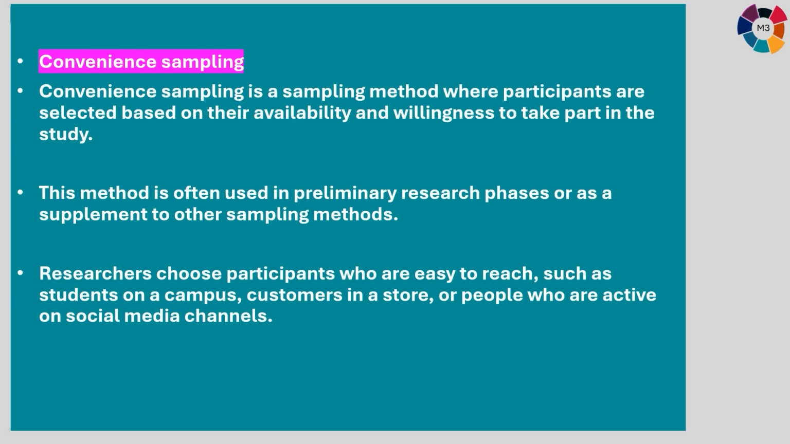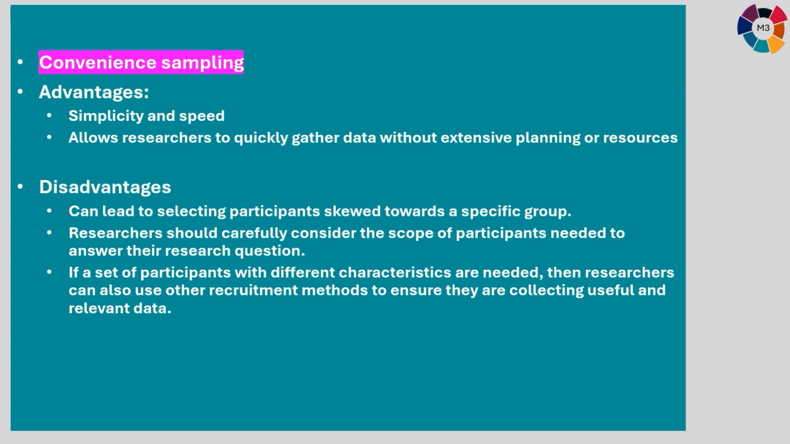Convenience sampling is a sampling method where participants are selected based on their availability and willingness to take part in the study. This method is often used in preliminary research phases or as a supplement to other sampling methods. Researchers choose participants who are easy to reach, such as students on a campus, customers in a store, or people who are active on social media channels. Advantages to convenient sampling include that it is simple and quick. It also allows researchers to quickly gather their data without extensive planning or resources.